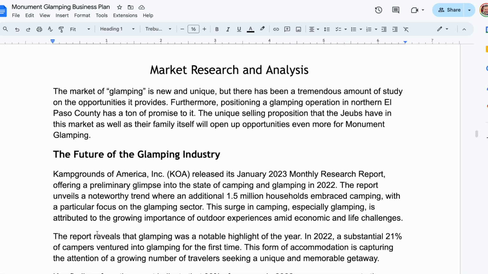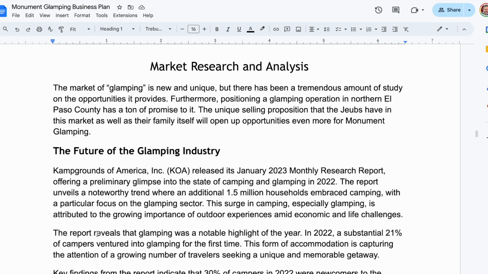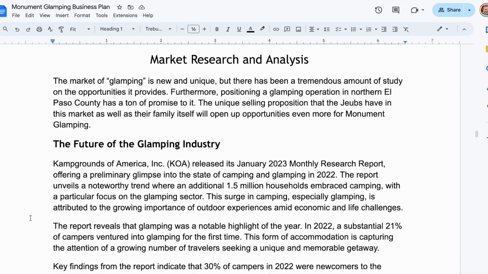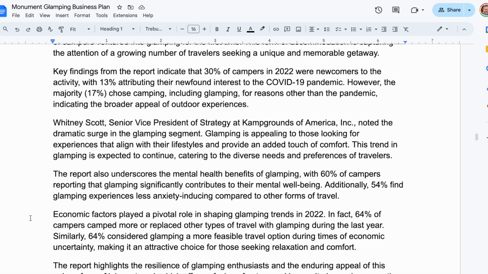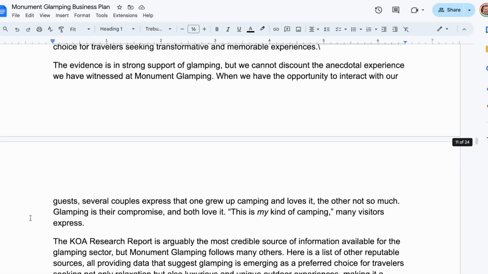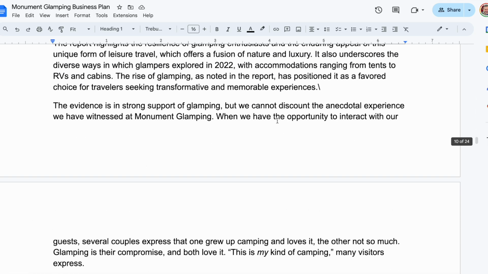Okay, here comes the next one. This too can be copy and pasted from the document, a lot of it for you, because it talks about market research and analysis, the future of the glamping industry. I quote a lot from the 2023 KOA report, the one that we studied in class, and I kind of show you the numbers that we've already talked through. Oh, look at that. There's a typo in there. See? Yep. See? Organic.